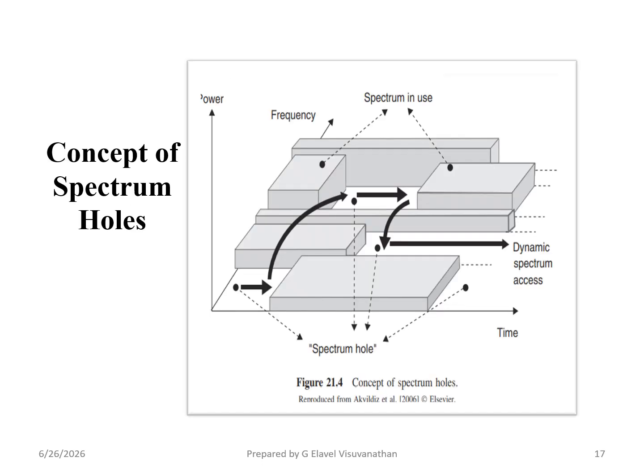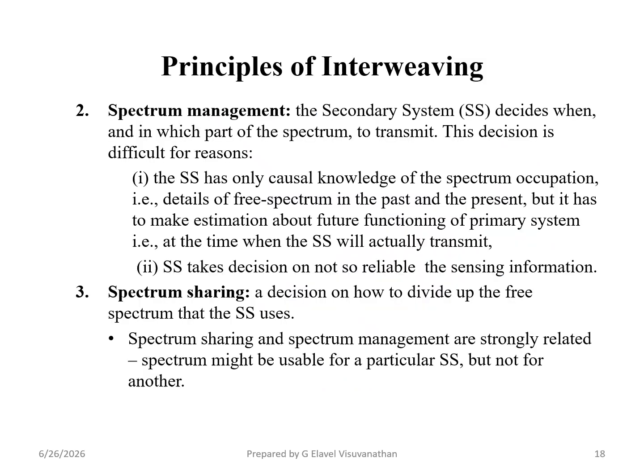You can see in the diagram that the hole is nothing but unused spectrum. In between here we are going to have the hole, which is nothing but an unused one. This unused one we are going to sense and inform the spectrum management. The spectrum management will reallocate it to different users, as the secondary system, to use the part of the spectrum to transmit.